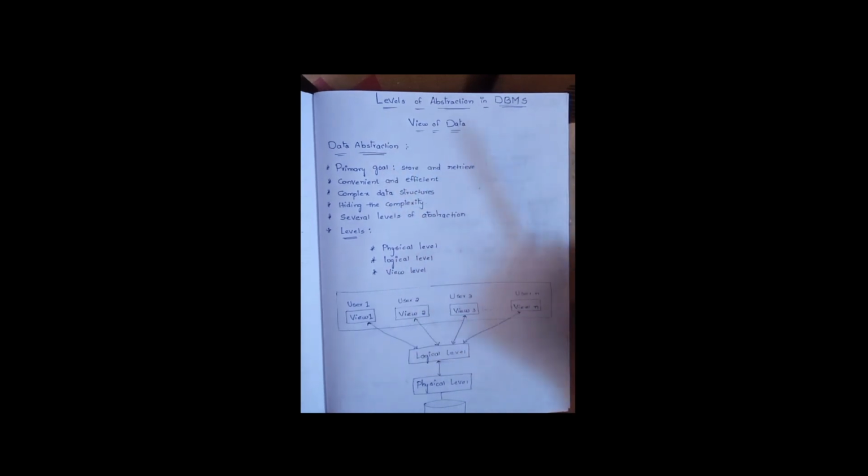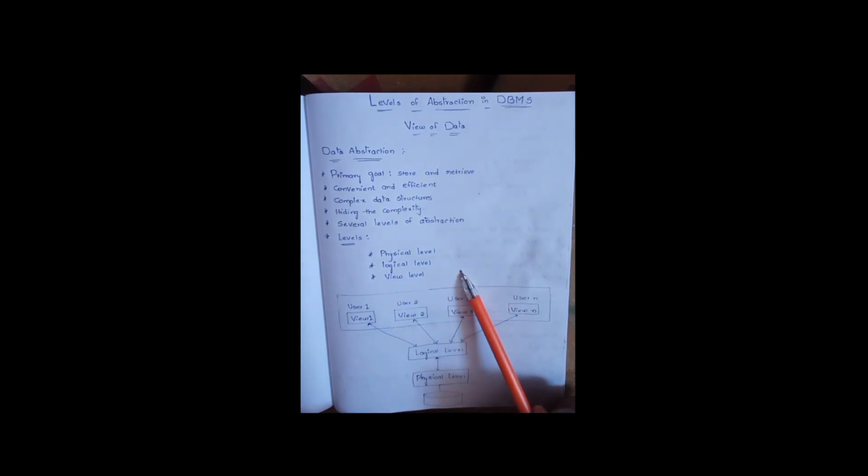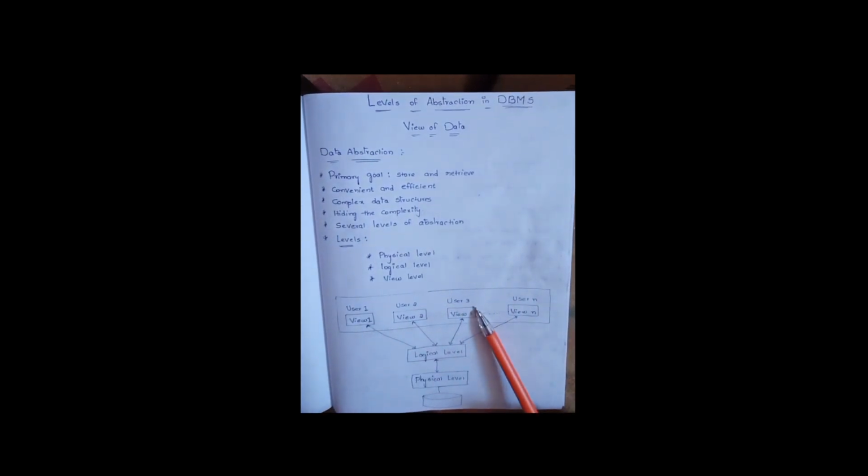In order to do that, we have several levels of abstraction. In this presentation, we are going to see all the levels one by one. So what are the levels we have? Those are the physical level, which is the lowest level, the logical level, and the view level, which is the topmost level. So we have three levels of data abstraction.